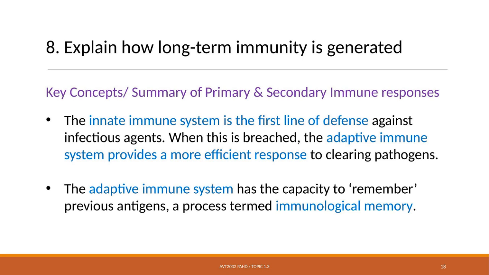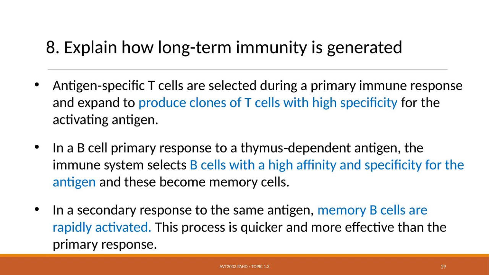The adaptive immune system's ability to remember previous antigens is crucial for long-term immunity. This immunological memory allows for a faster and more efficient response upon re-exposure to the same pathogen, enhancing the body's defense mechanisms. Memory cells, both B and T cells, are central to this process, ensuring a robust secondary immune response.